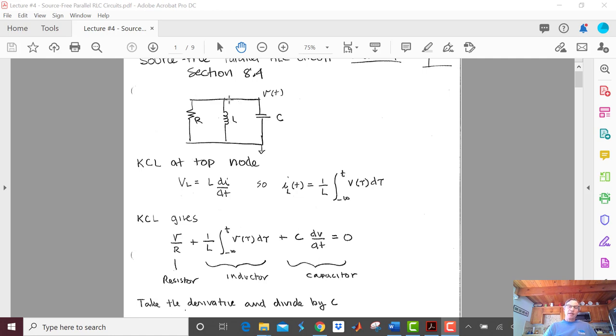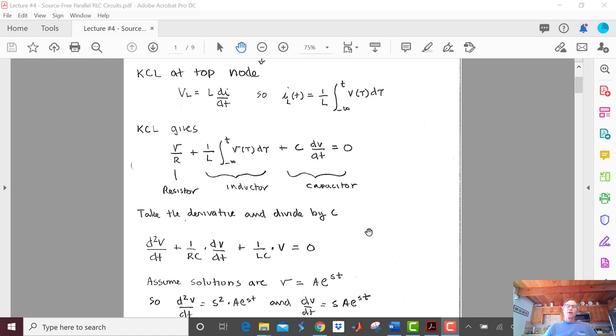It's going to be 1 over L times the integral of V, and then plus, what's the current through the capacitor? We go back to its basic differential equation, which is I equals C dV dt. So it's just going to be C dV dt. So great, I've got this single differential equation in one variable. Things are looking good. So what I'm going to do is I'm going to take the derivative of both sides. Of course, the derivative of zero is going to be zero. And I'm going to take the derivative and divide by the capacitance. So let's start off with this term. Take the derivative, and I have d squared v dt.